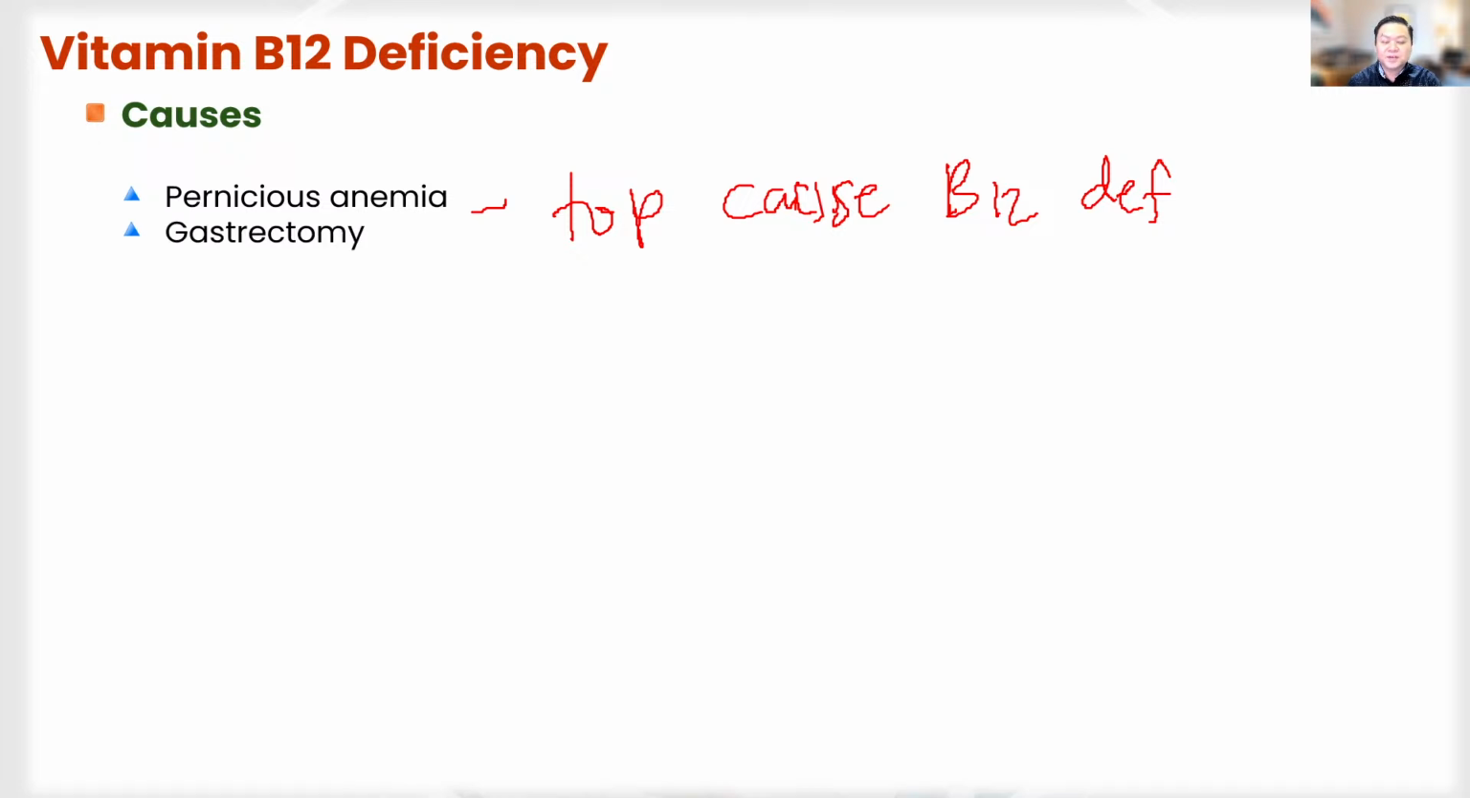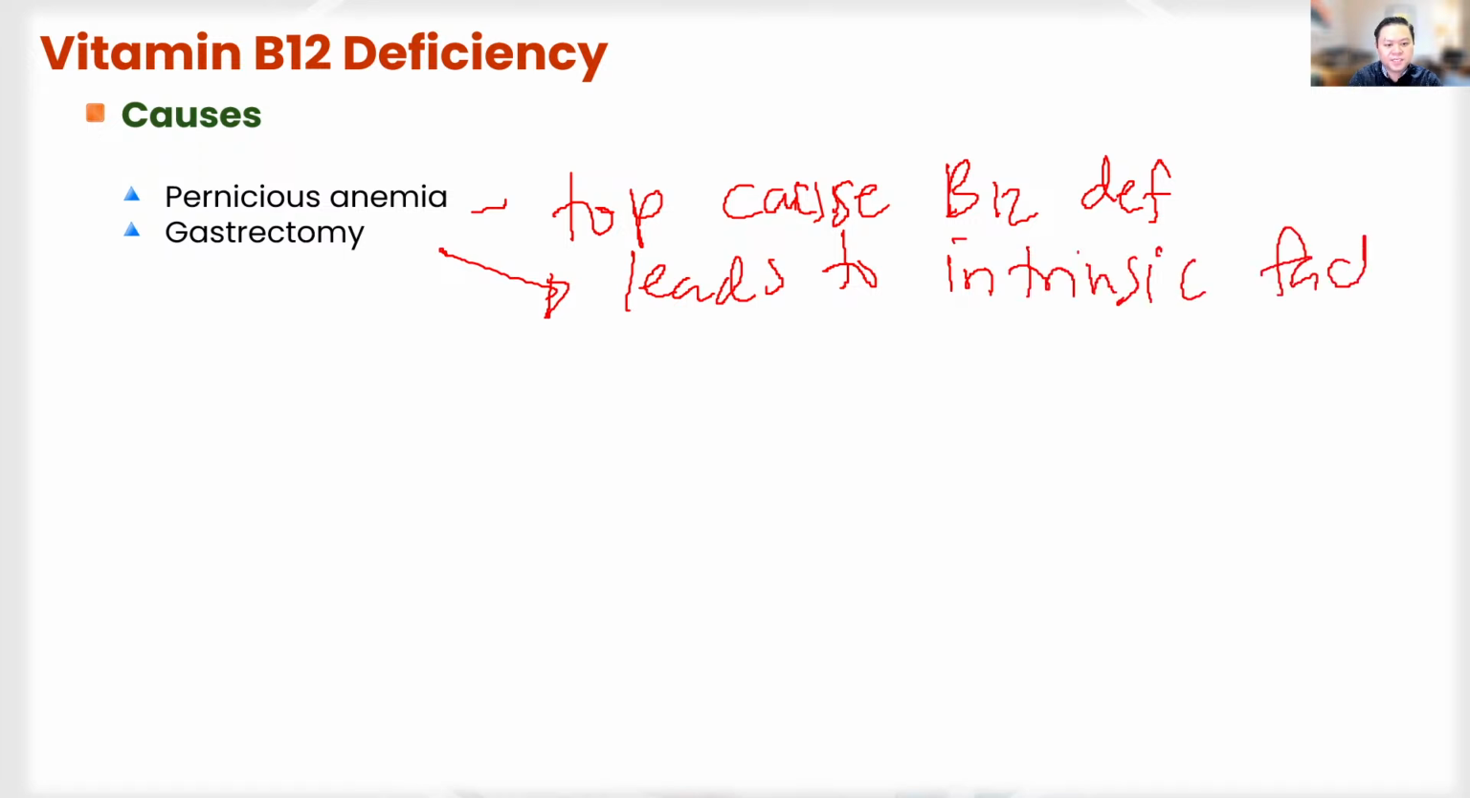Another is the gastrectomy. Well, the gastrectomy is basically the surgical removal of part of the stomach, or maybe all of the stomach can be removed, right? And so this can also lead to the deficiency of the intrinsic factor. So please take note of that. Leads to intrinsic factor deficiency.